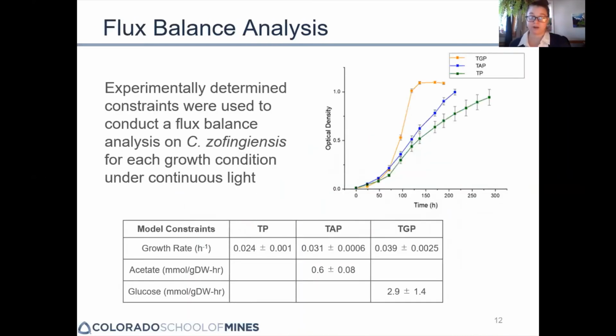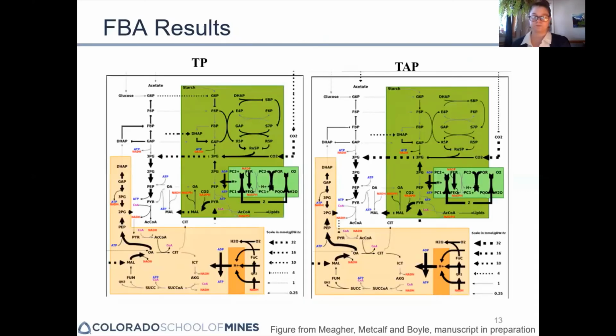The genome scale model of C. zofingiensis and these newly constructed biomass equations were used along with experimentally measured constraints to conduct an FBA for each growth condition under continuous light. These conditions consisted of growth rates as well as uptake rates of glucose and acetate for heterotrophic and mixotrophic cultures. Here are the results of this analysis, with the autotrophic growth in TP media on the left and mixotrophic growth in TAP media on the right.